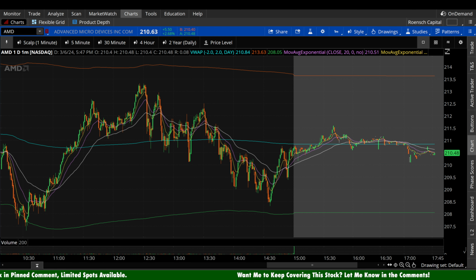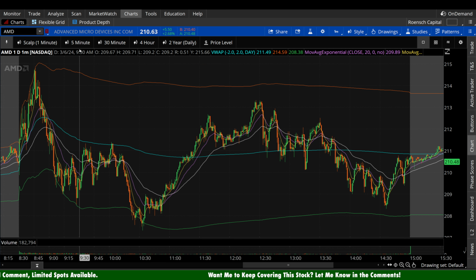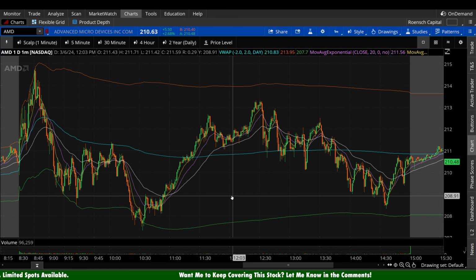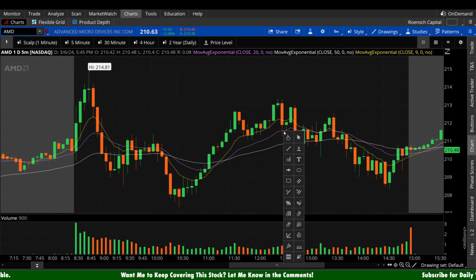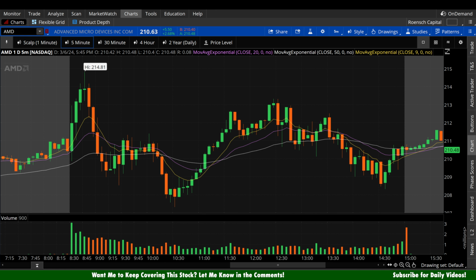Let's take a look here at AMD, starting with, this is of course the 1 minute chart. Let's start with our volume profile analysis. This is kind of our daily ritual here on the 5 minute chart.